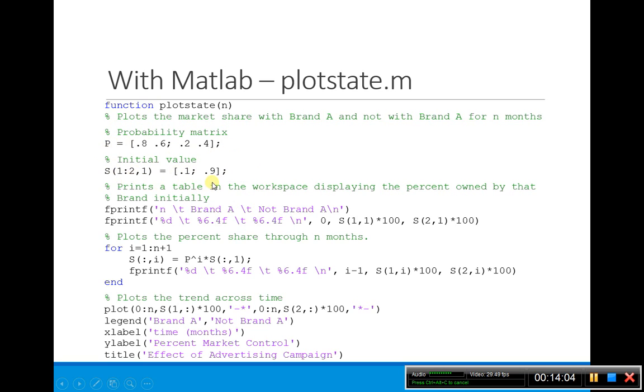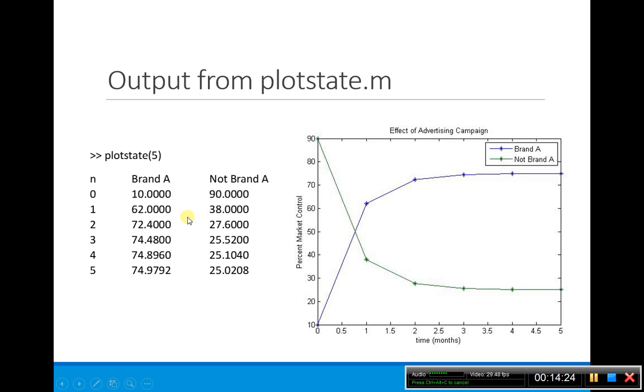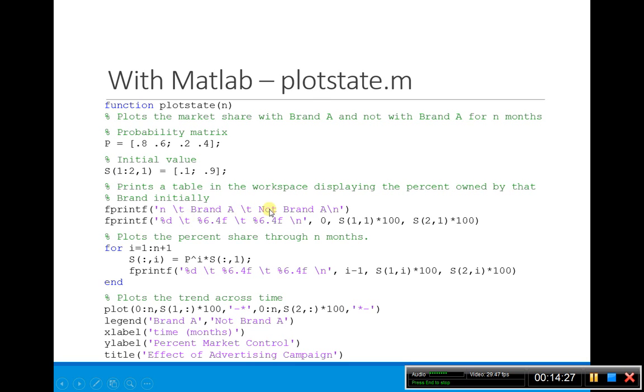We set up our initial value. So S of my first 2 rows and first column is 0.1, 0.9. This is going to print off a nice little table for us. It prints brand A, not brand A, and it's going to keep updating as a function of the months. So this prints off our initial state, and then it plots the percent share through the n months.